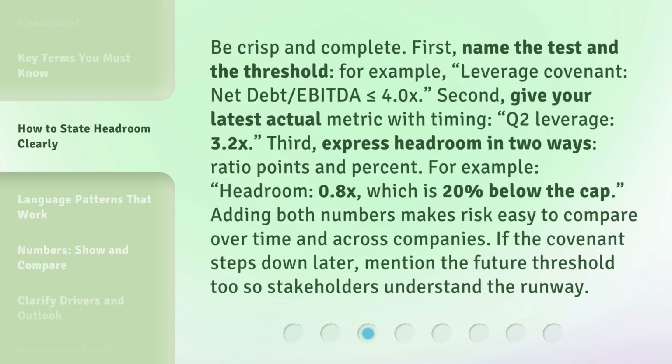Third, express headroom in two ways, ratio points and percent. For example, headroom, 0.8x, which is 20% below the cap. Adding both numbers makes risk easy to compare over time and across companies. If the covenant steps down later, mention the future threshold too, so stakeholders understand the runway.